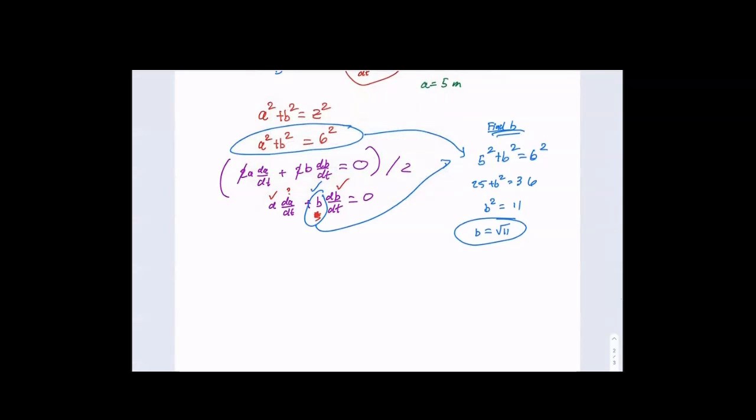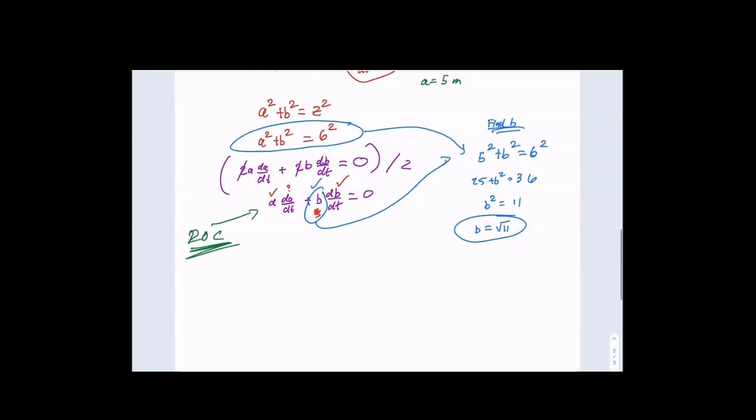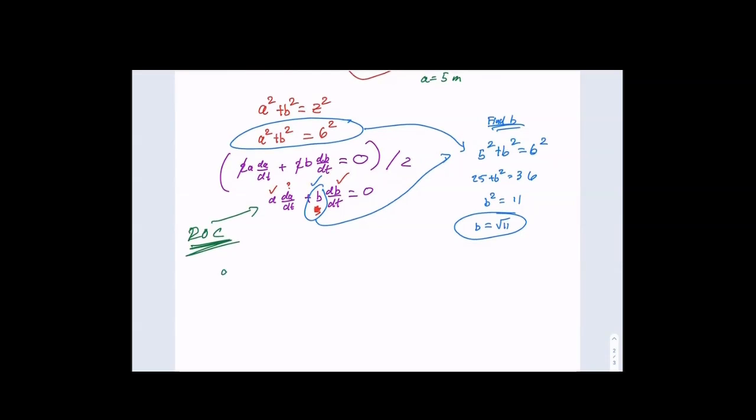Plug in. All right, so when I plug in, I get... Wait, we're plugging it into the a squared plus b squared plus c squared, right? The rate of change. Always we're looking for dA/dt. So the goal is, what is dA/dt? So we want to plug into that rate of change formula.